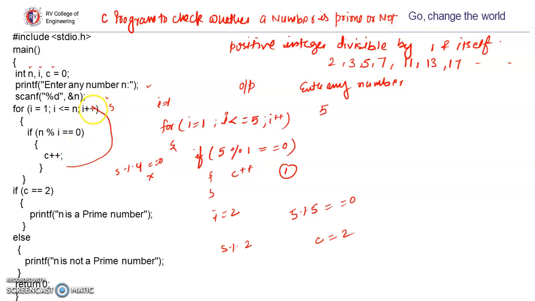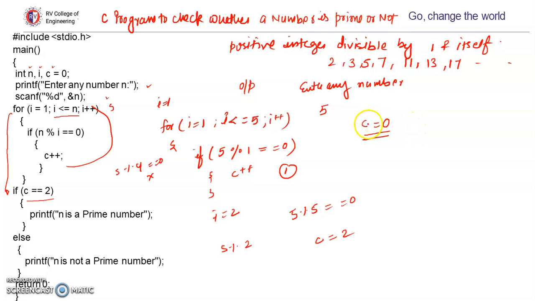Now again we increment the value of i, it becomes 6, and the condition becomes false because 6 is not less than or equal to 5, so we come out of the for loop, and this is the statement outside the for loop. And then we are checking if c is equal to 2. Definitely, if any number is prime, it is divisible by 1 and itself, and we set the counter as 0 in the beginning itself.